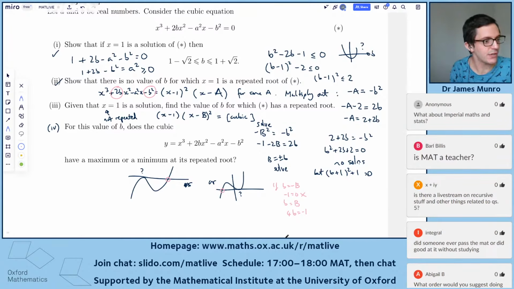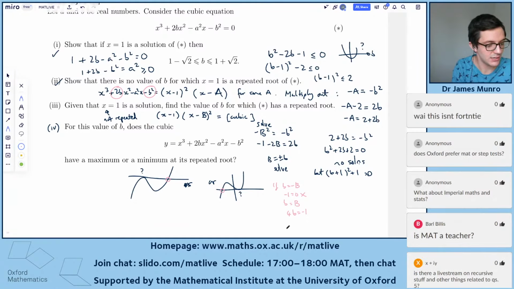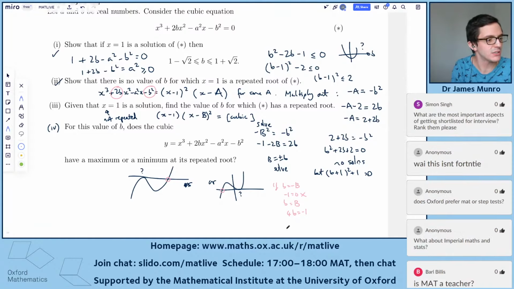Does Oxford prefer, hang on, is MAT a teacher? MAT is the name of the maths test, the maths admissions test. It's the one where the questions come from. Ranking things. People want me to rank things. Oxford prefers the MAT. Oxford writes the MAT. Oxford uses the MAT for all the maths admissions. Oxford does not use STEP. Cool.